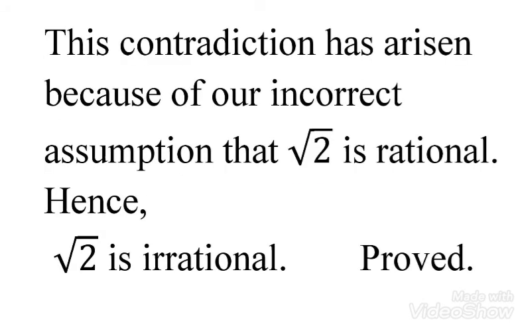And this contradiction has arisen because of our incorrect assumption. What did we assume? We assumed that under root 2 is rational. This contradiction has arisen because of our incorrect assumption that under root 2 is rational. Hence, under root 2 is irrational.